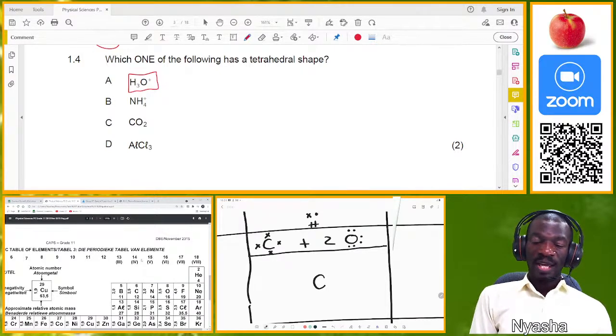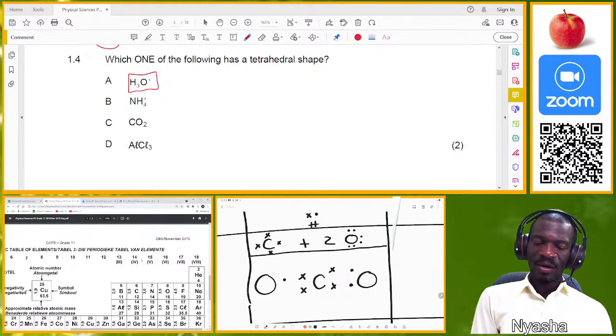Right, so we have plenty of electrons to use here. So we can actually have 2 electrons from the carbon to bond with one of the oxygens. So this is how we form the double bond. We can have the other 2 from the carbon to bond with the other oxygen.